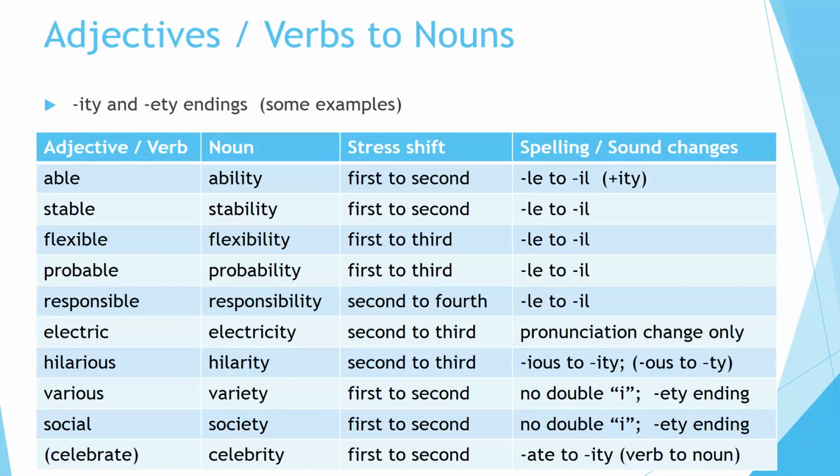The last one is celebrate, which is actually a verb, not an adjective, but it follows the same pattern. Celebrity, again from the first to second syllable. ATE to ITY. This is from a verb to a noun. This is not very common.